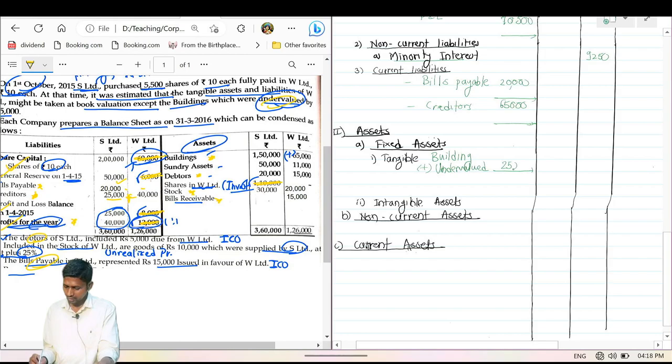undervalued by 25,000, and before that we are having 215,000 plus this 25,000, 240,000 rupees. And then sundry assets, no adjustment, straight away line by line addition: 50 + 11 = 61,000.